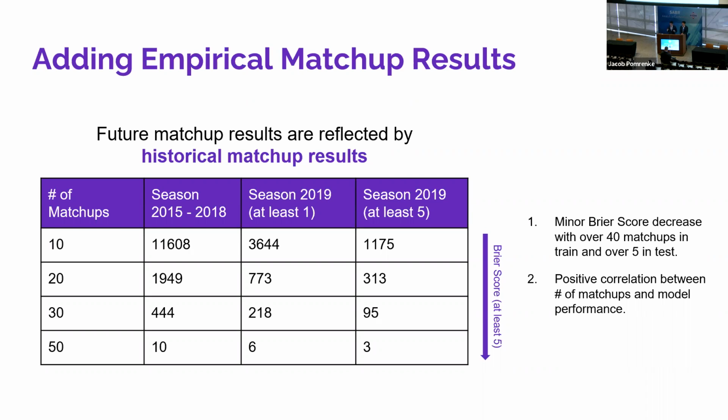So this approach actually suffered from the extreme lack of data. However, we do observe this minor decrease, which means that the prediction power actually increased when we use more than 40 matchups in the train set and more than 5 matchups in the test set. And we'll also detect this positive correlation between the number of matchups and model performance. So if in the future we have more data to be implemented in this model, I think the prediction outcome will actually be better. All right.